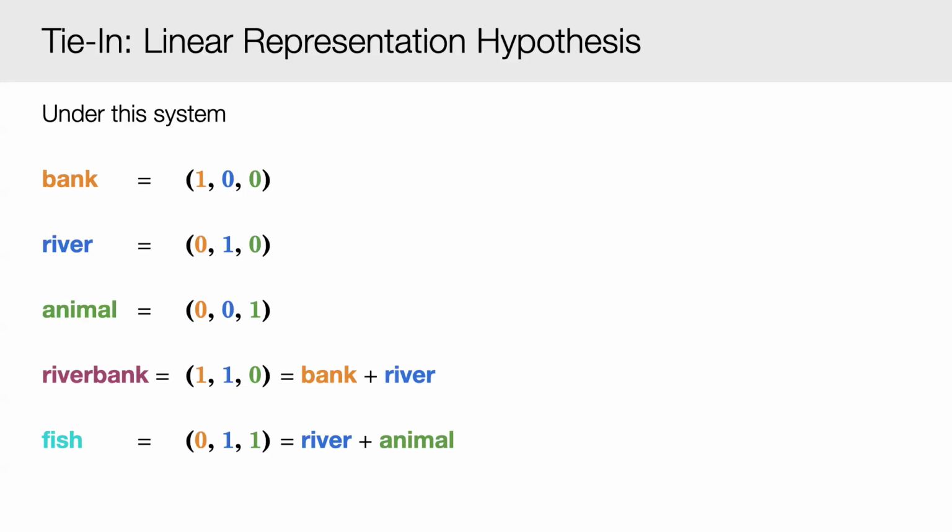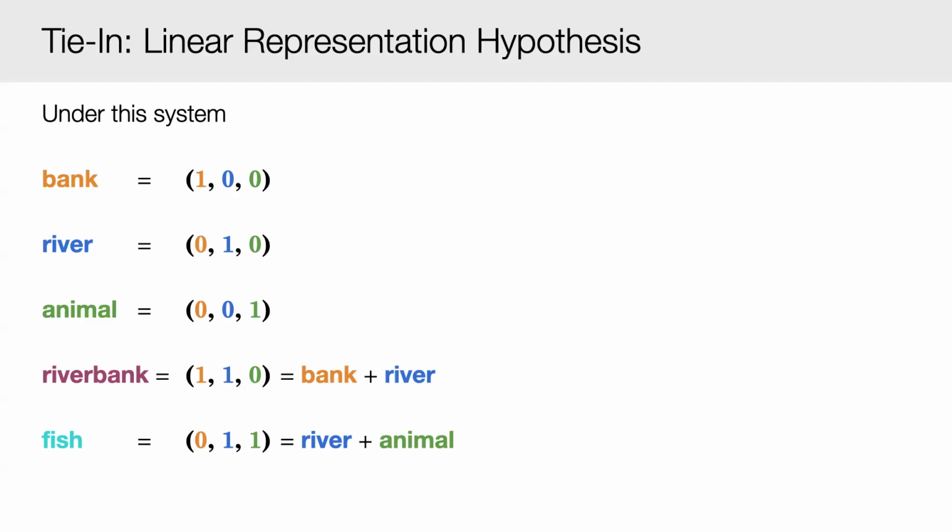Did I say 1, 0, 1, 0? Yeah. And then you get the point, right? We can also take combinations of these. So for example, river bank, 1, 1, 0, is just bank plus river. And fish, 0, 1, 1, is river plus animal. Cool. This follows as a consequence of the linear representation hypothesis we talked about last time.